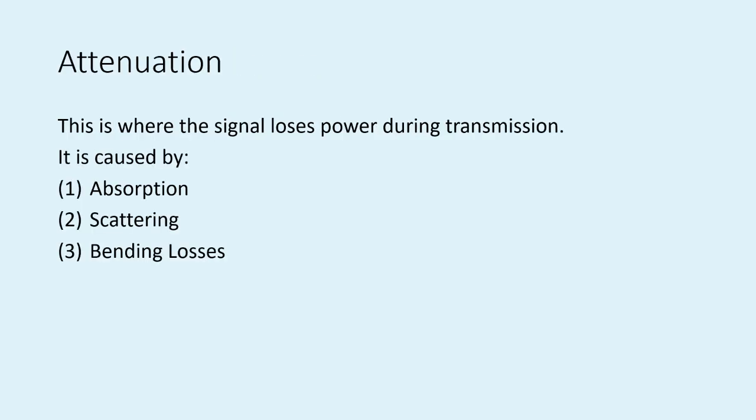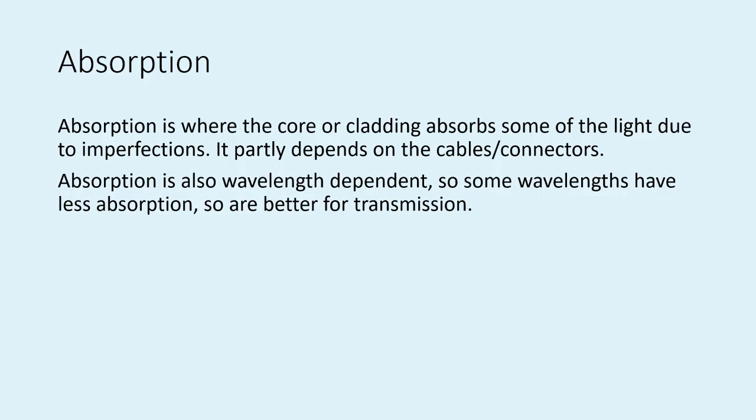Attenuation has three causes that we need to be aware of: absorption, scattering, and bending losses. Absorption is where the core or the cladding absorbs some of the light, or some of the photons if you want to go into the physics of it, to be precise. This is due to imperfections. One of the main areas where this is a problem is in the connections between the different cables, which is why usually when they're trying to connect fibre optic cables, they will heat them up sufficiently that they can fuse the two ends together so that they can make the connection as seamless as possible.